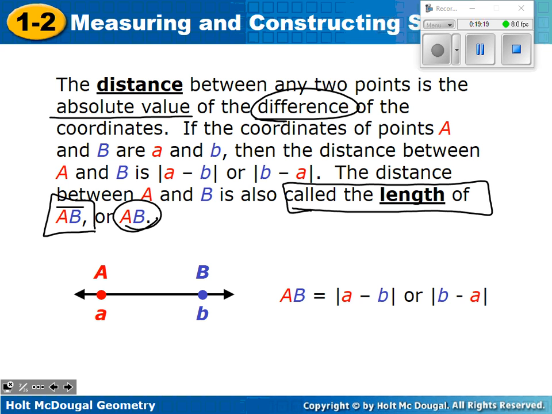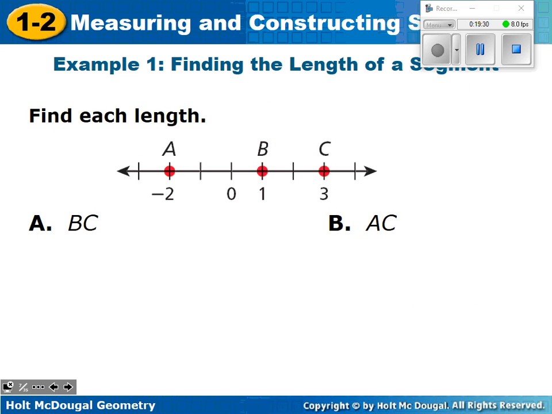Okay? And you can just subtract them, and the order won't matter because you're taking the absolute value anyway, so it's always going to end up positive. Any questions? All right. Simple math. So these should be pretty simple. We'll just do them together. What's the distance from B to C?